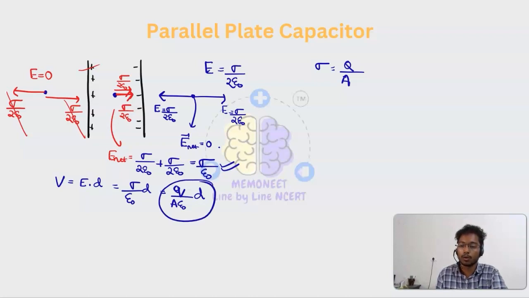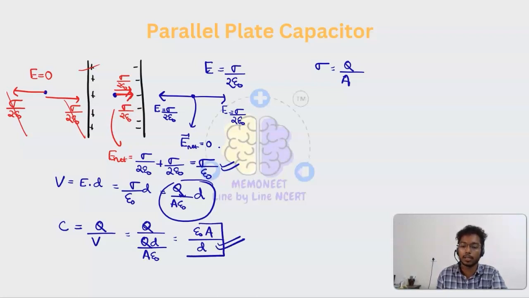So the capacitance for the parallel plate capacitor is equal to Q upon V. Let's take it as capital Q, it will be more convenient. So Q upon V is Q d upon A epsilon naught inverted, so what will be the answer here? Epsilon naught A upon d. So the capacitance for the parallel plate capacitor is epsilon naught A upon d.